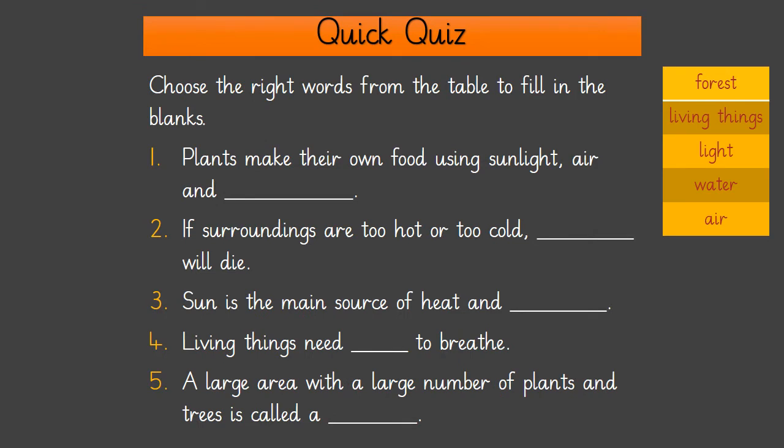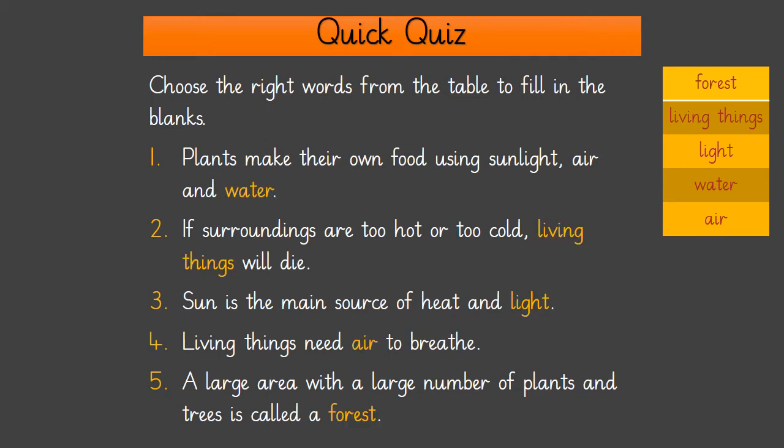You have to choose the right words from the table that is shown here to fill in the blanks. The correct answers are: plants make their own food using sunlight, air, and water. If surroundings are too hot or too cold, living things will die. Sun is the main source of heat and light. Living things need air to breathe. A large area with a large number of plants and trees is called a forest.